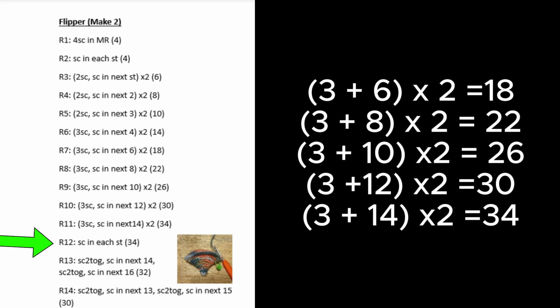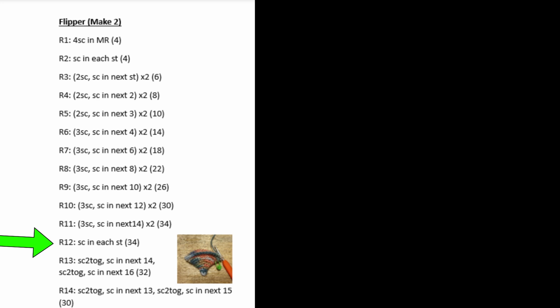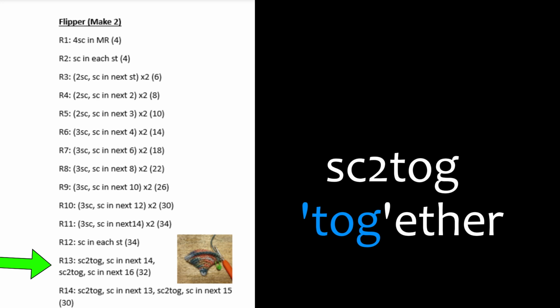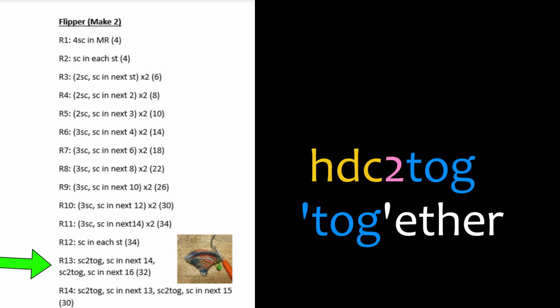For row 12 we just single crochet in each stitch. For row 13 we will now decrease. In other patterns it may be called DEC, which implies that you'll be turning 2 stitches into 1. I prefer using single crochet 2 together for the same reason as before. You know what type of stitch and with how many stitches you are going to crochet together. So single crocheting 3 together, or half double crocheting 2 together.